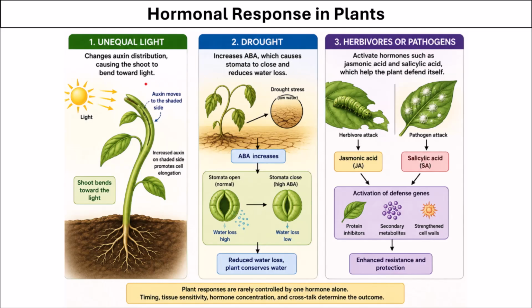Plants respond to many signals at the same time, and different hormones work together to produce a response. For example, in the condition of unequal light, changes in the auxin distribution cause the shoot to bend towards light. Under drought conditions, ABA level increases, which causes stomata to close and reduce water loss. Herbivores or pathogens activate hormones such as jasmonic acid or salicylic acid, which help the plant defend itself.